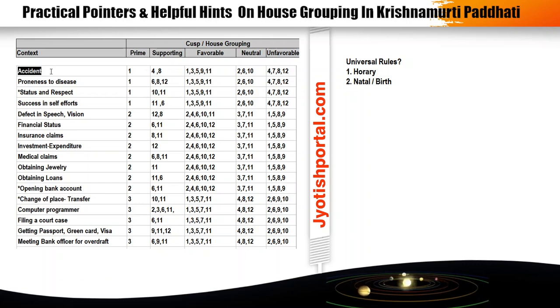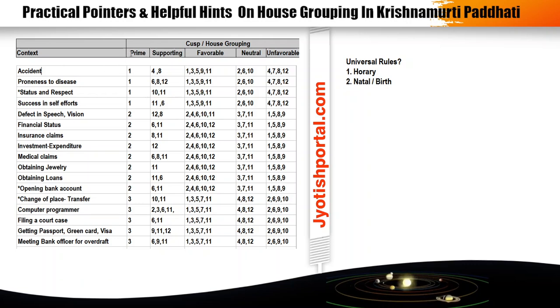The very first is accident. So within the KP Horary framework, it would be, will I meet with any accident in my life? That is how you put a query within the Krishnamurti system, especially the Horary one. And of course, in the natal, you generally look for the grouping that indicates the yoga for accident in a horoscope.